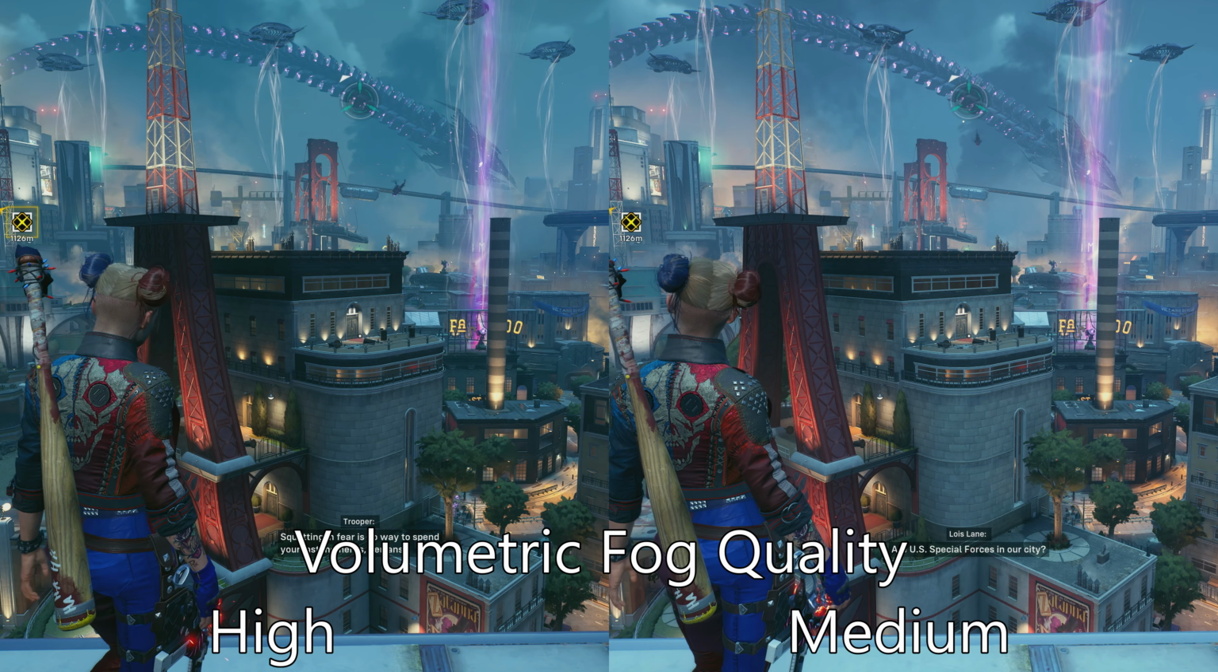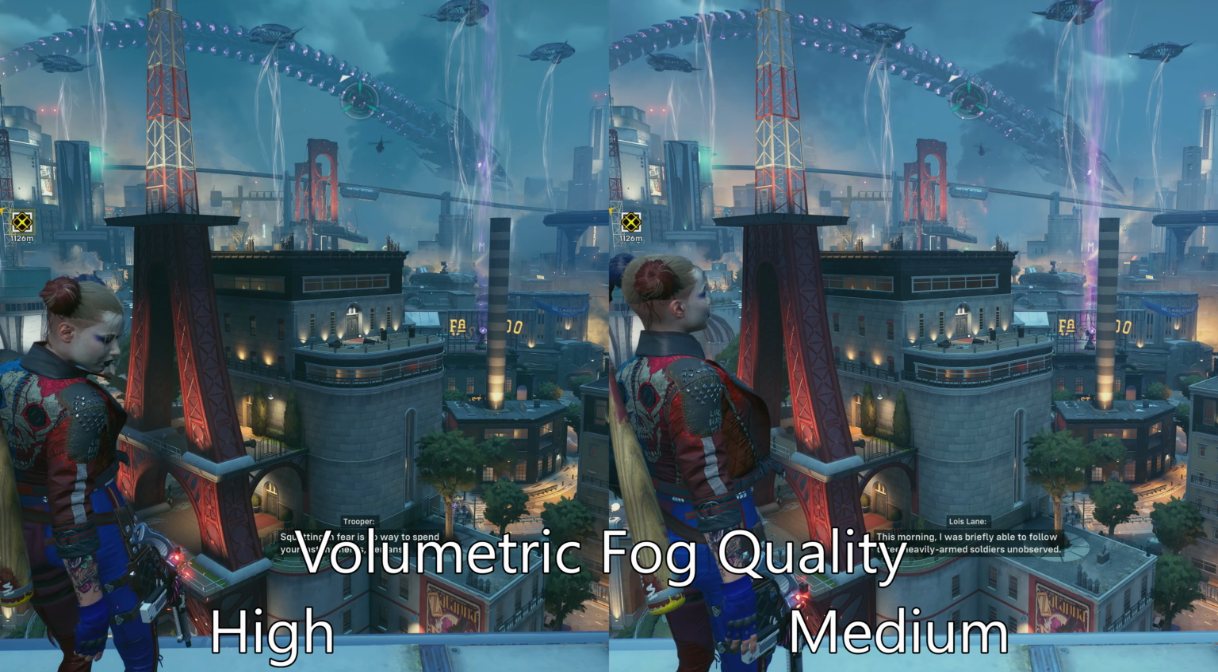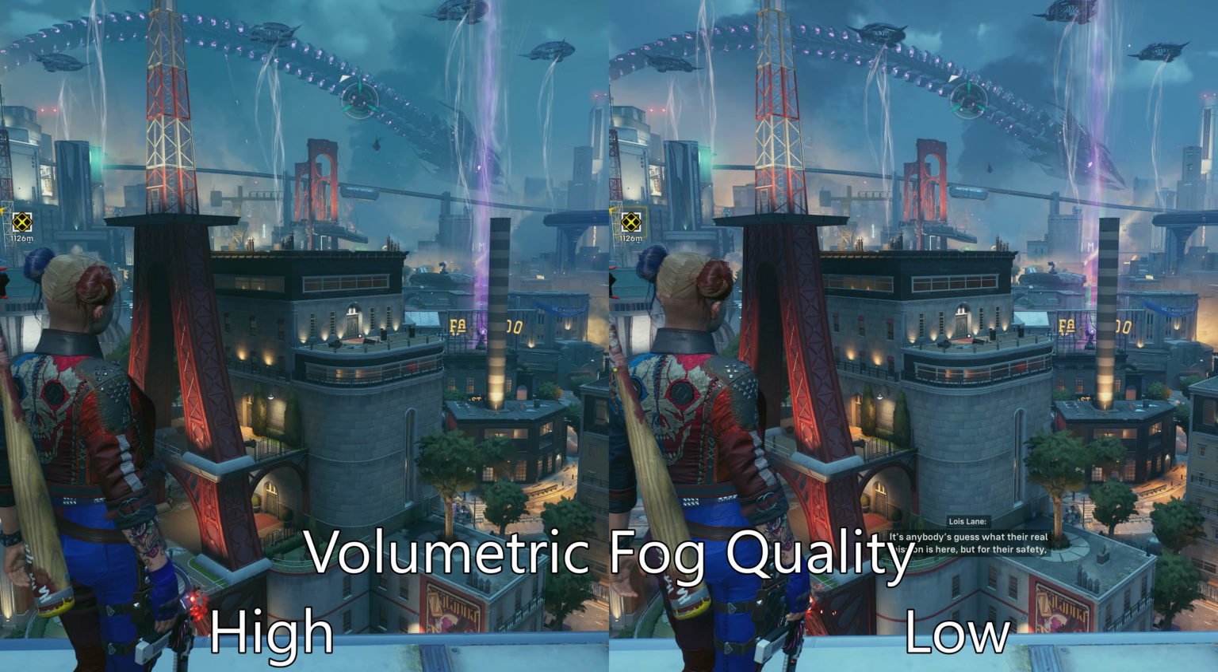The draw distance of the volumetric fog is also impacted, and the way the fog interacts with light and casts shadows on the buildings.